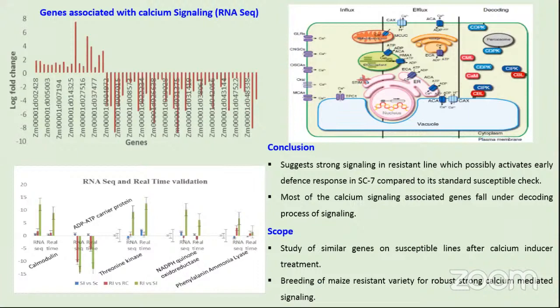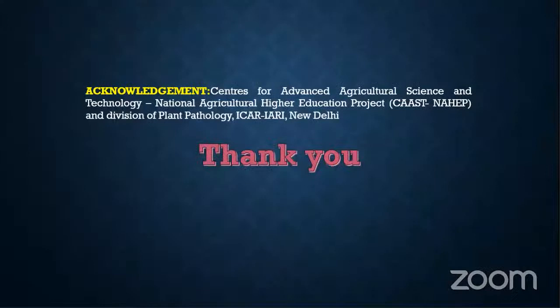Apart from the calcium-associated genes, we also took ATPase genes, meaning other defense-related genes, to understand their neighboring behavior and how they alter the mechanism of resistance. This flow chart is literature-based. The conclusion of my study is that most of the calcium signaling associated genes fall under the decoding process of signaling. Thank you.